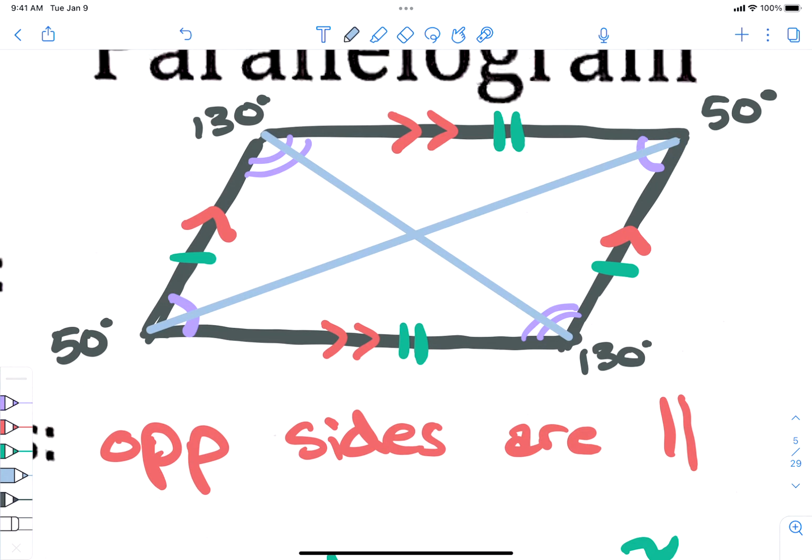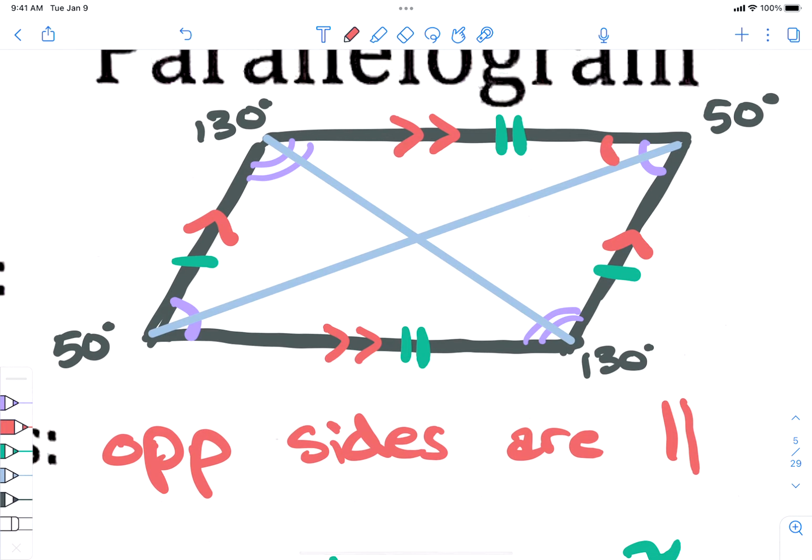Is it splitting the angle in half? Like this guy, is he the same as that one? He doesn't look the same, but is that just my drawing or is it the way that it is? It does not split it in half. It's not just my crappy drawing, right? So my drawing is accurate. It does not split those in half, okay?